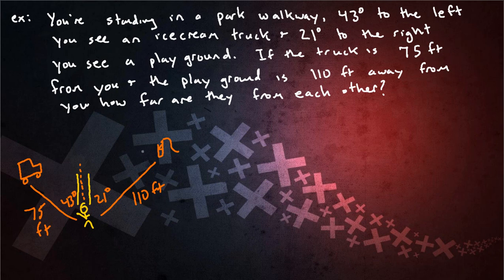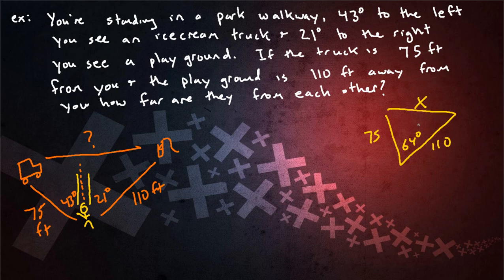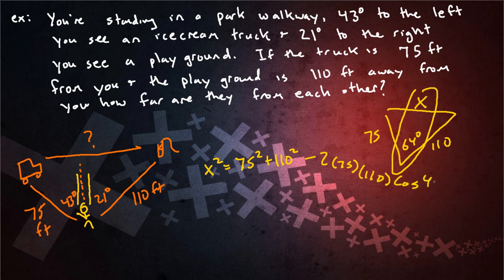So if I then look at this, it asks, well, how far are these two things from each other? So I'm looking for this thing right here. So I'm going to draw that picture with a little bit less of that detail. We basically have a triangle here. Now we have this 43 plus 21. That's 64 degrees. So we have a 64 degree angle right here with 75 and 110 and x right here. So these are across from each other, so I'm going to use the law of cosines. So x squared is going to equal 75 squared plus 110 squared minus 2 times 75, 110 cosine 64.